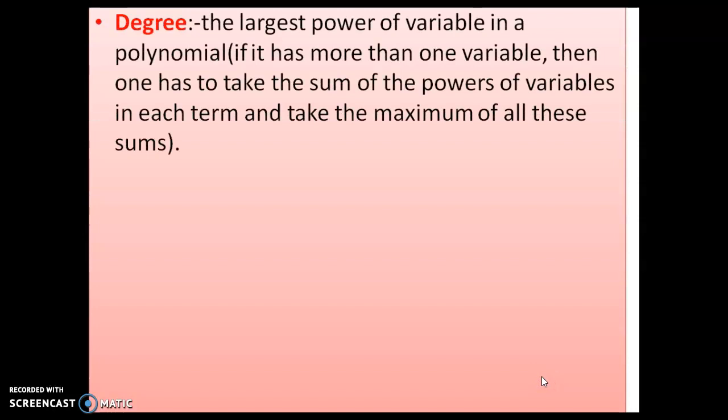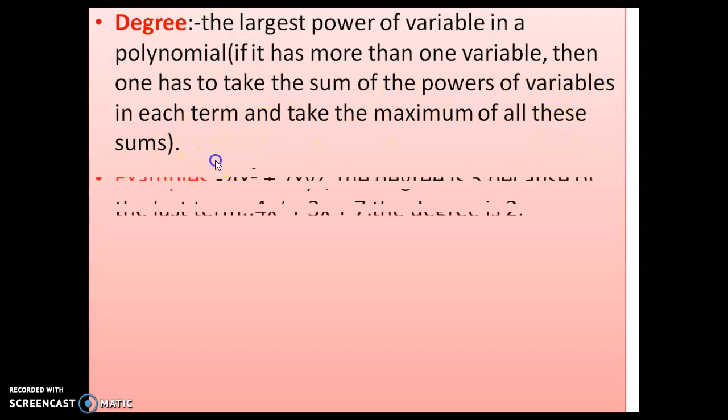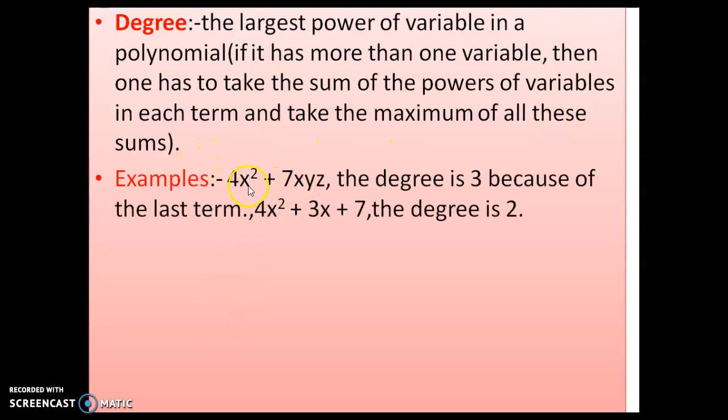Then degree, the largest power of the variable in a polynomial. If it has more than one variable, then one has to take the sum of the powers of the variables in each term and take the maximum of all these sums. Suppose here x square is there, here x, y, z is there. Here the variable takes a power of 2. Here three variables are there with power 1. So you have to take the powers 1, 1, 1, all three together you have to add, and the degree is 3. Okay, so the degree is 3 here.